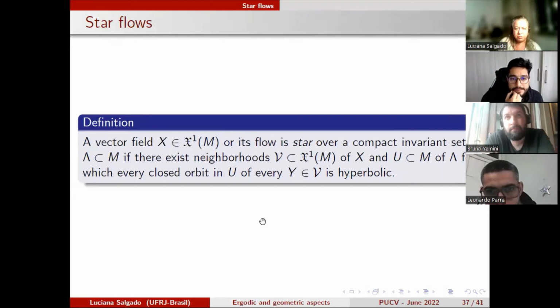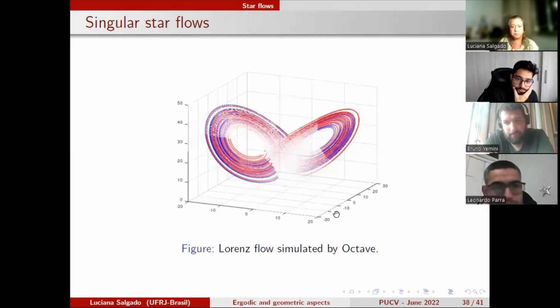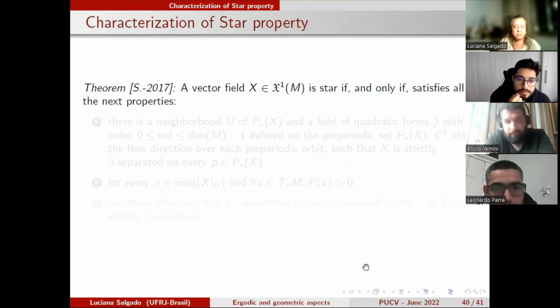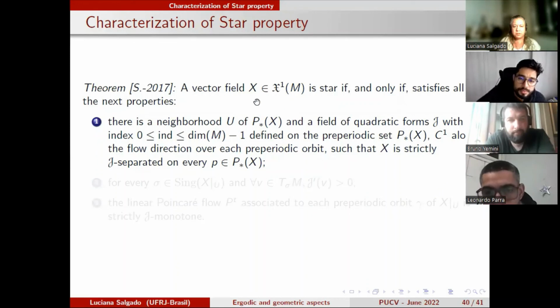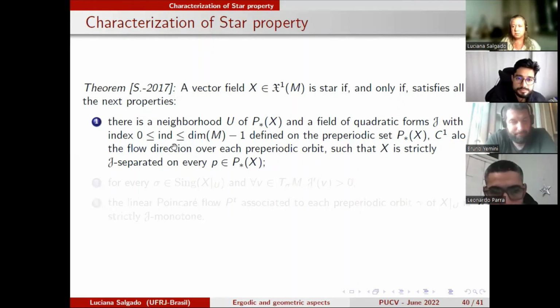I think that all of you know that the star flow is one which cannot be approximated by a flow with non-hyperbolic periodic points, closed orbits. This is a case of star flow, and I'm going to announce the result. A vector field is a star if and only if we have a neighborhood of the pre-periodic points. This is the set of pre-periodic points. With a field of quadratic forms, this index here is not fixed, okay? We can have change of index of the quadratic forms inside, okay?